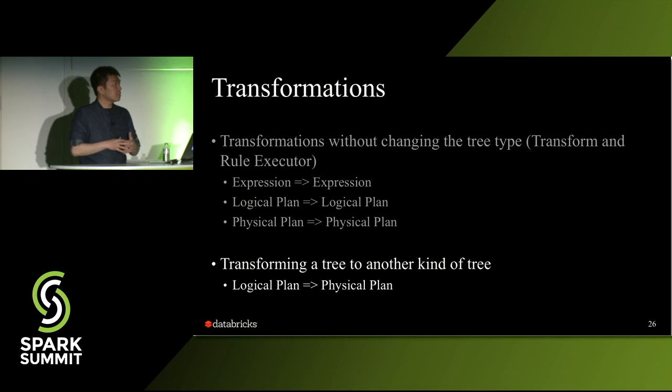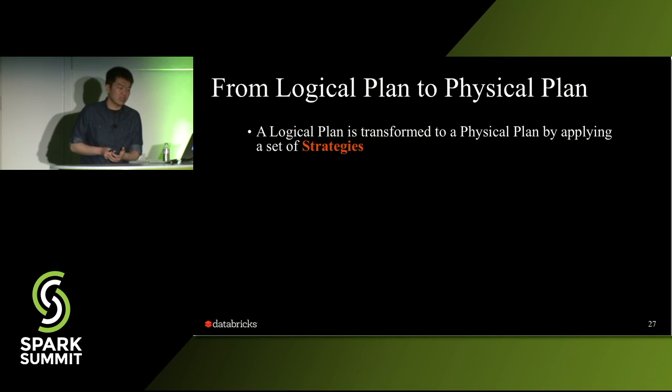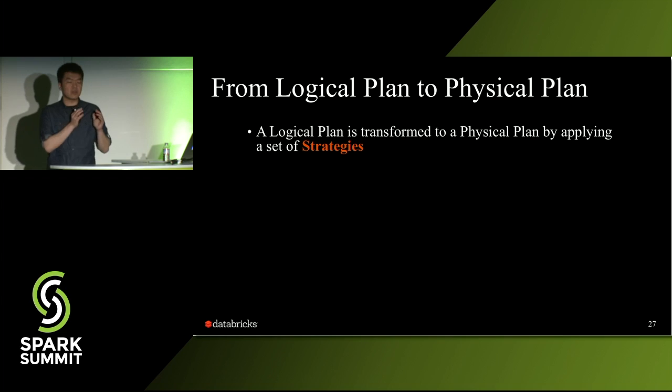All right, so that's about the first kind of transformation. Now let's look at how we transform a tree to a different kind of tree. Specifically, let's see how Spark transforms a logical plan tree to a physical plan tree. In Spark, a logical plan is transformed to a physical plan by applying a set of strategies. Every strategy uses pattern matching to convert a logical plan to a corresponding physical plan.